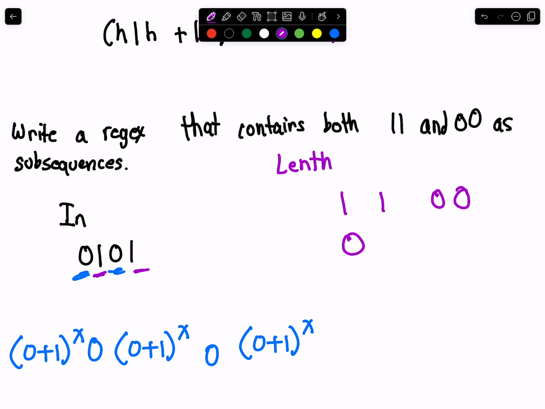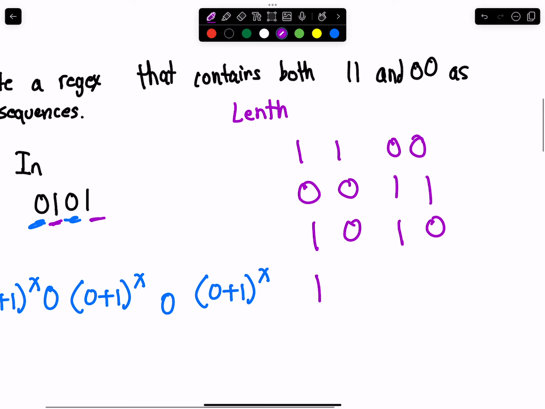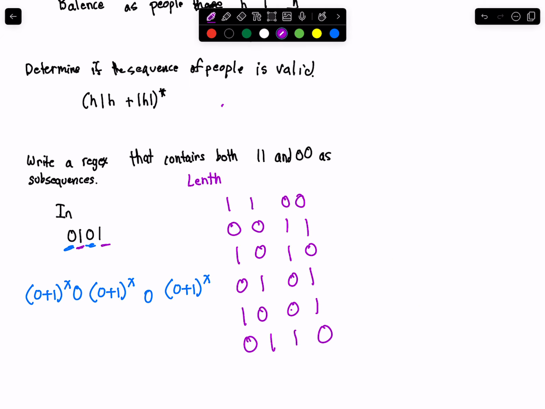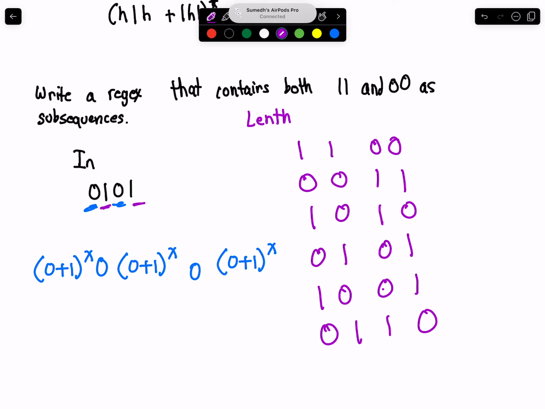0, 0, 1, 1. 1, 0, 1, 0. 0, 1, 0, 1. Yes. 1, 0, 0, 1. Okay, what else? Is that all of them? Okay. If I limit my language to strings of length 4, these are the strings in the language.